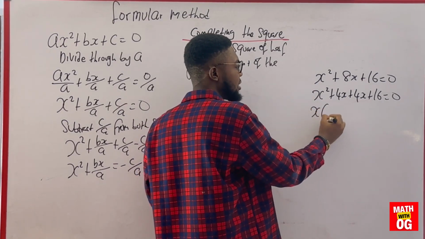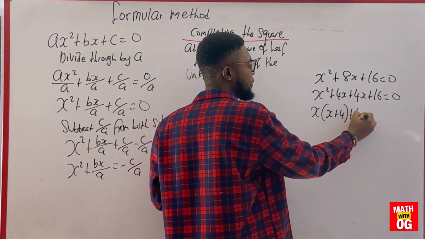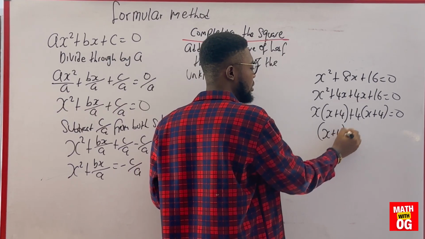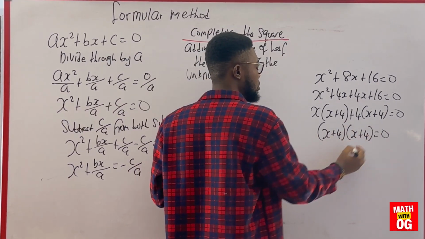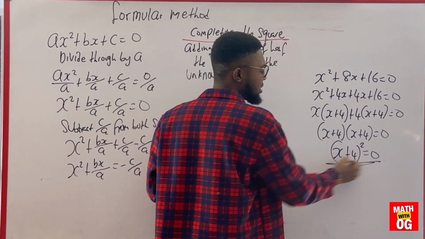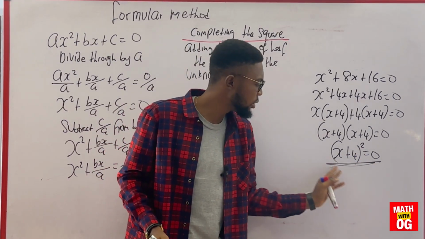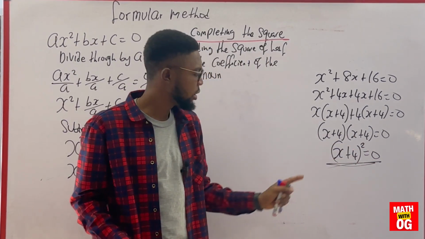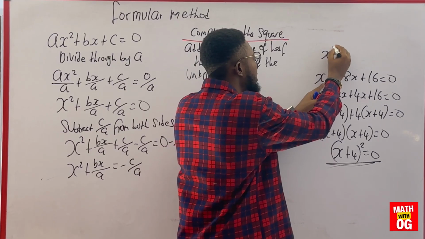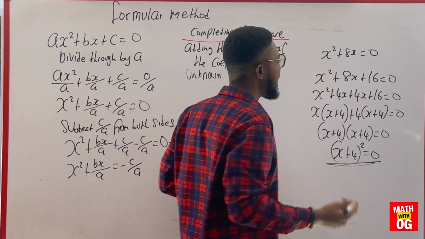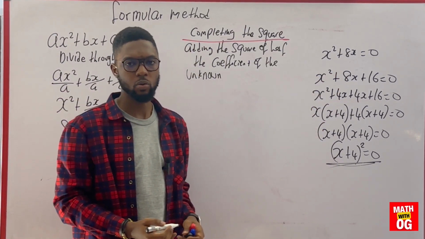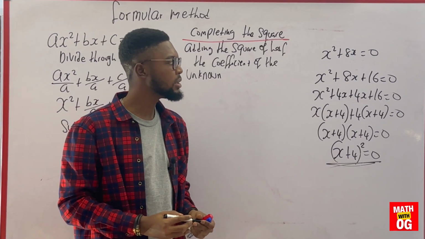Factor two at a time. This will be x into x plus 4 plus 4 into x plus 4 is equal to 0. So you'll be having x plus 4 into x plus 4 is equal to 0. So this will give us x plus 4 all squared is equal to 0. So you can see that the square of a number equals 0, making this guy a perfect square. So supposing I was given just x squared plus 8x to be equal to 0, and I'm asked what value I should add to the left-hand side to make the left-hand side a perfect square?